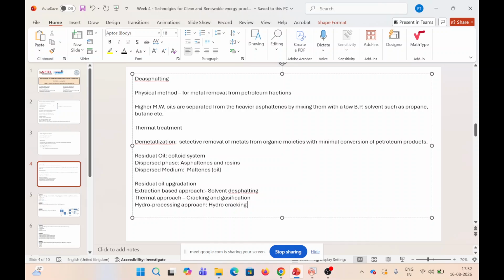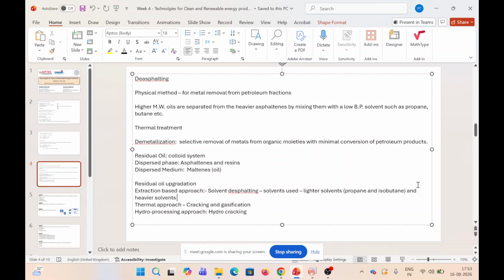Solvents used are going to be of two types. One is lighter solvents, wherein you will have your propane and isobutane, and the next one is using heavier solvents such as butane and pentane. Basically, the molecular weight actually gets increased in case of heavier solvent because of the increase in the carbon chain length. That's all.